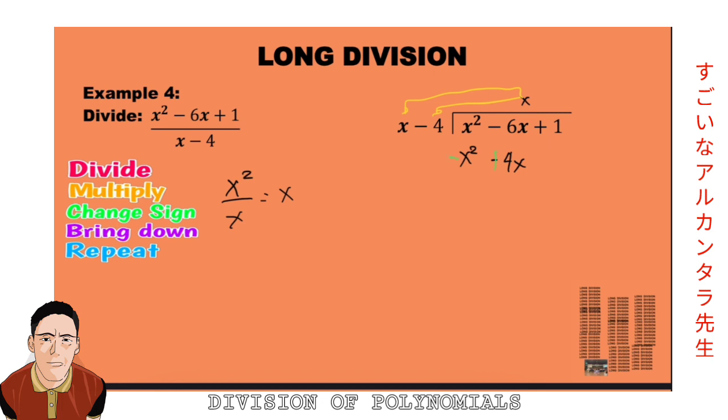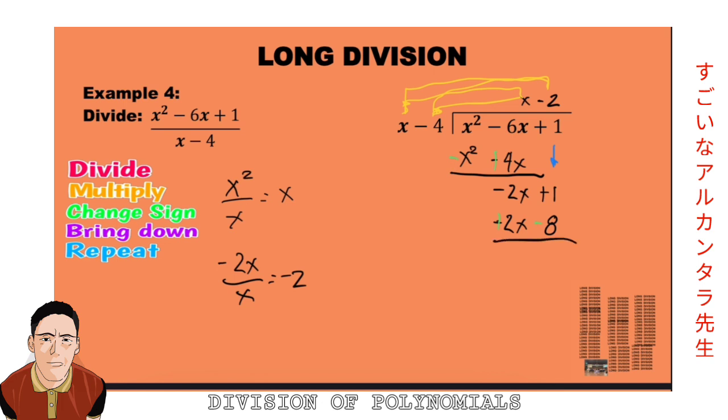Now we change their signs. You will have x squared minus x squared, 0. Negative 6x plus 4x, you get negative 2x. Now we bring down 1. We will have negative 2x plus 1. Divide negative 2x by x, you get negative 2. Align negative 2 properly. Multiply negative 2 to the binomial, you will get negative 2x. Then negative 2 times negative 4, you will get positive 8. Change their signs. This will give you negative 7.